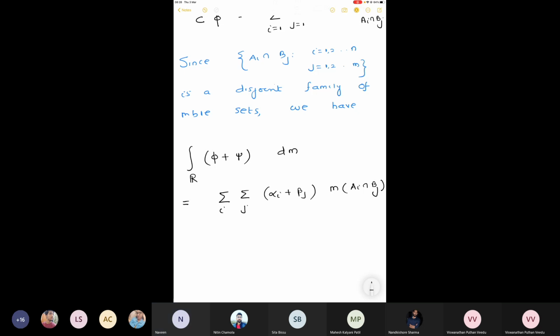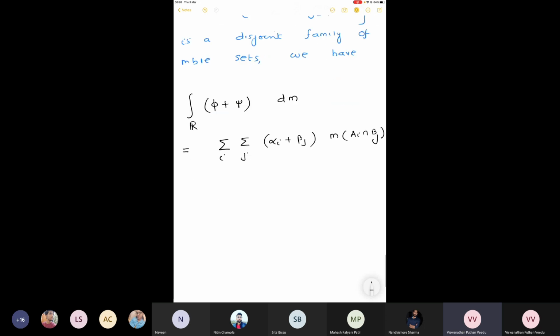Yes, sir. How does it follow? It follows from the lemma, not from the canonical representation. In order to write the integral of a non-negative simple function, it is not necessary that you need the canonical representation. It is enough if the sets involved are disjoint. So we can use this.